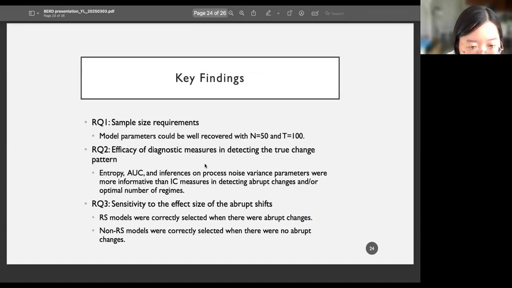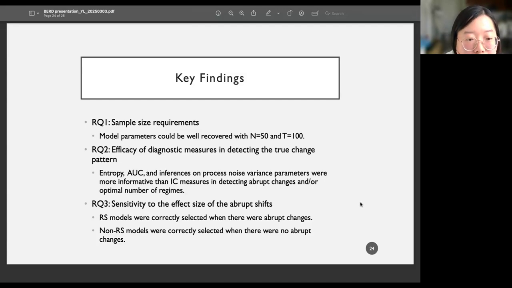So the findings. First, luckily we found that even with this small sample size, all the model parameters can be well recovered. Although someone may argue that it's not very small compared to traditional longitudinal studies, with EMA studies we measure participants repeatedly every day or even hourly. So this is really a relatively small sample size in EMA studies.